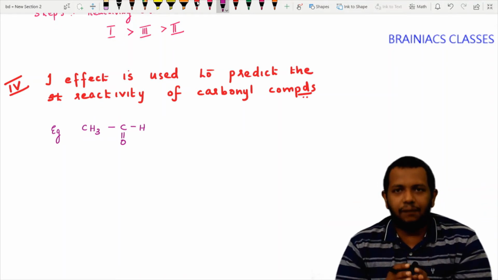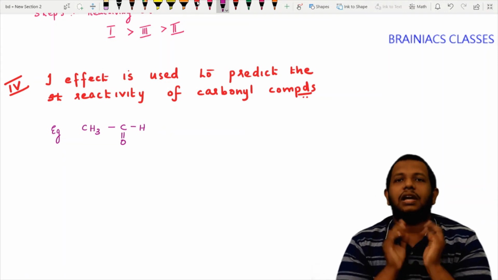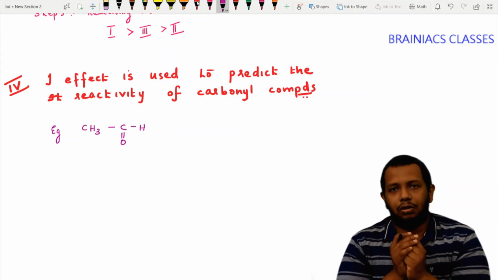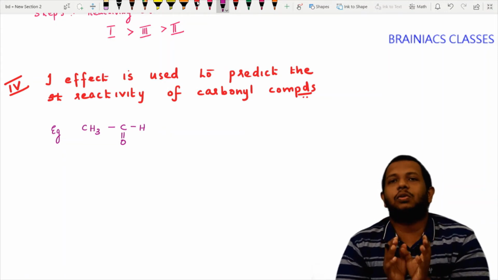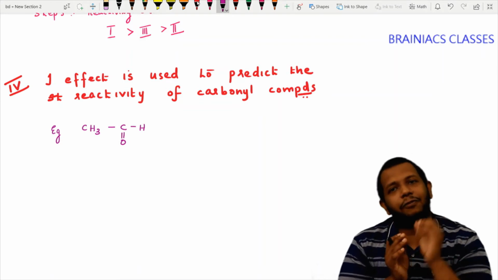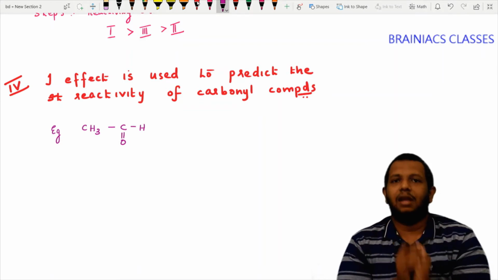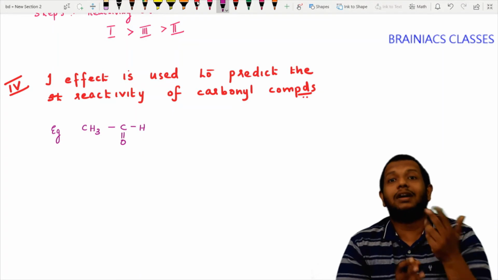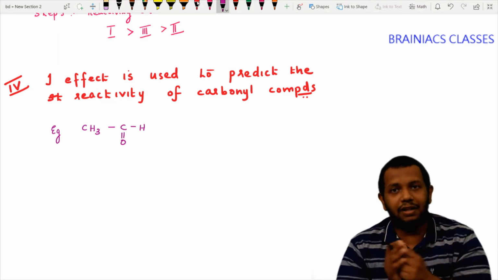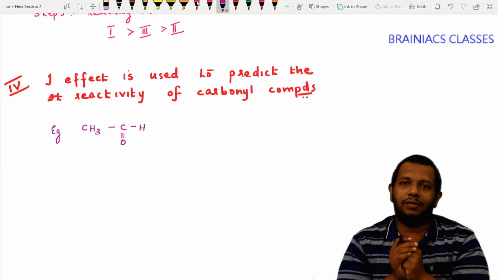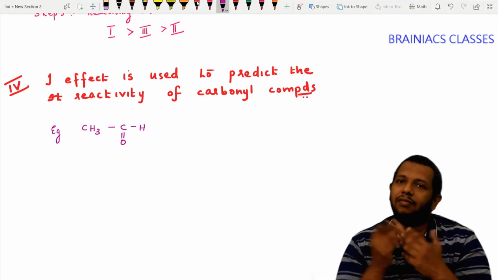Now similarly, when I am observing the carbonyl compounds, I could see there is a double bond between carbon and oxygen. So surely since a double bond is there, the type of reaction will be addition reaction. Now the next question is, who will come and add? Whether an electrophile will come and add, or whether a nucleophile will come and add. Let's analyze that. Then we will come to a conclusion.